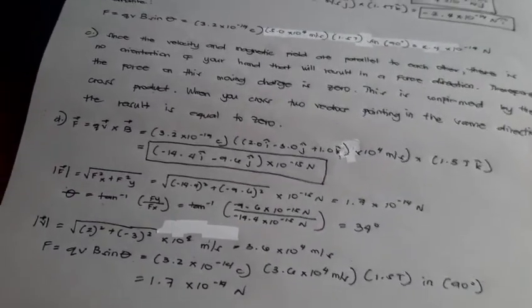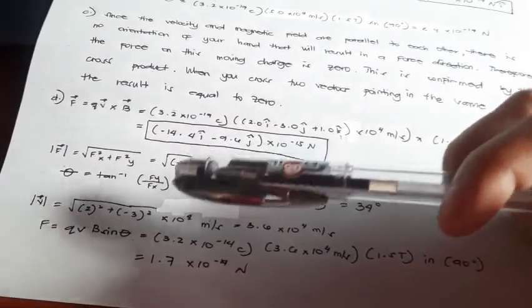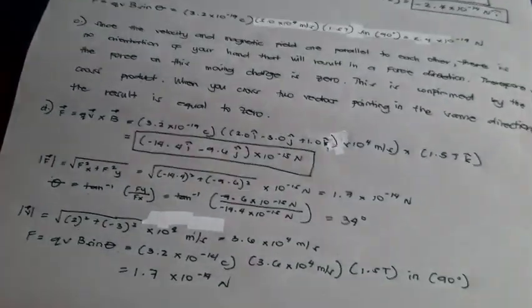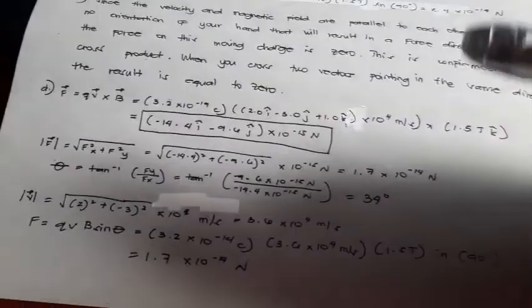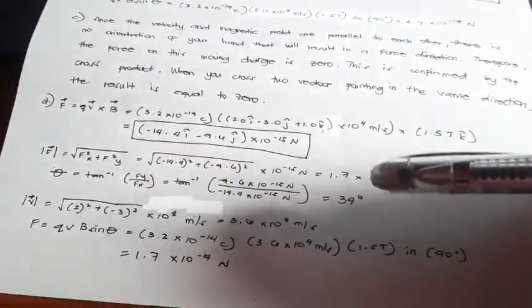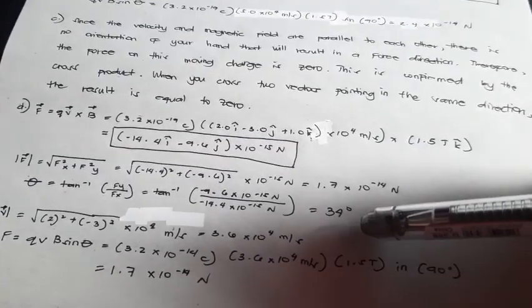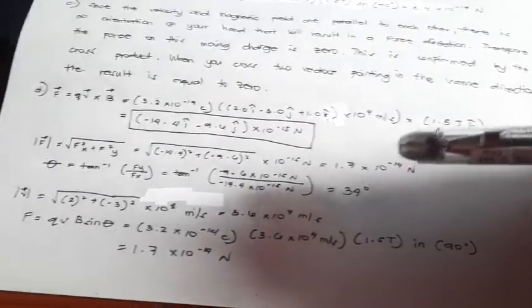So we use the tangent, because tangent is opposite over adjacent. So we get the angle, which is equal to 34 degrees.